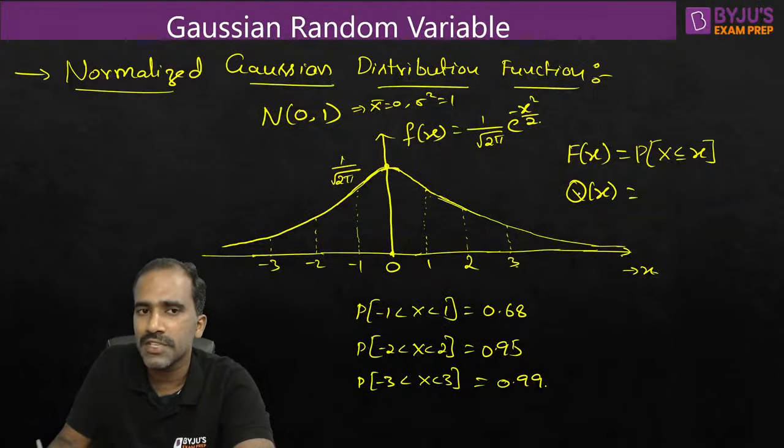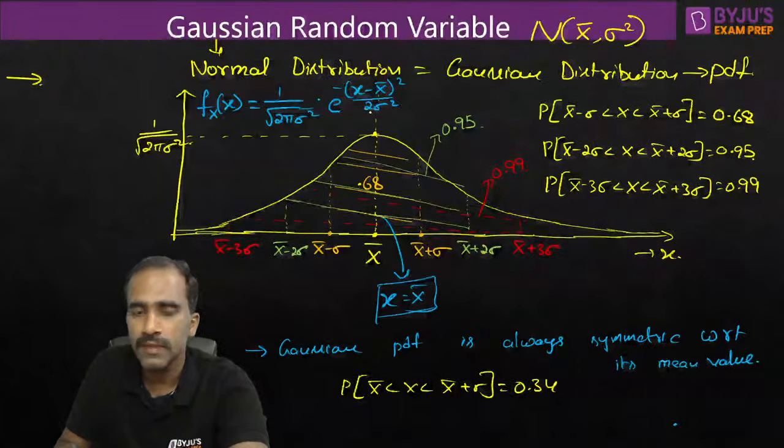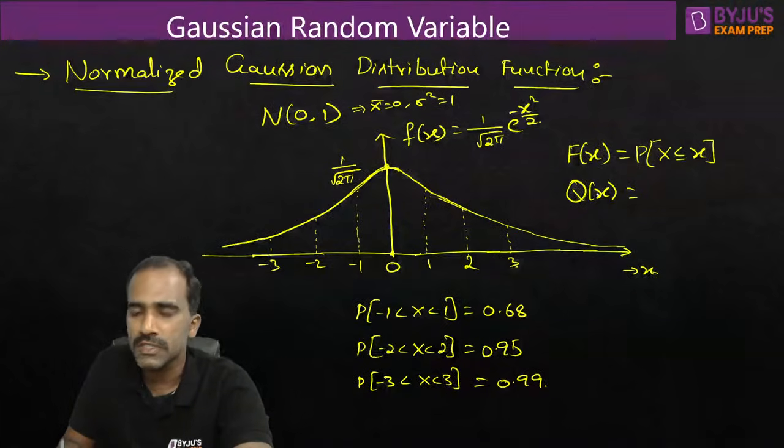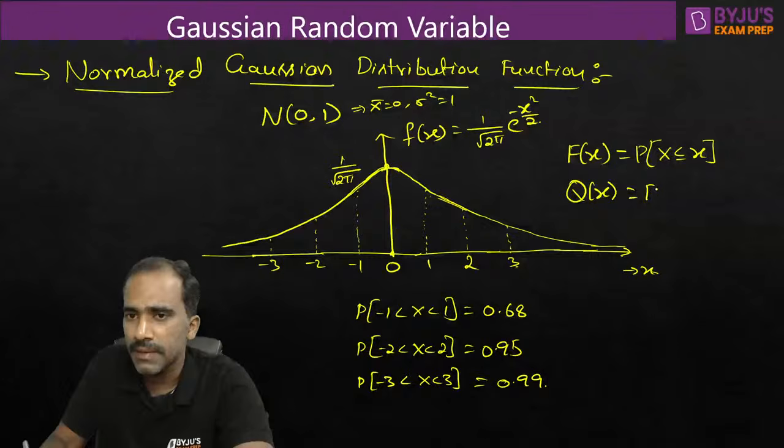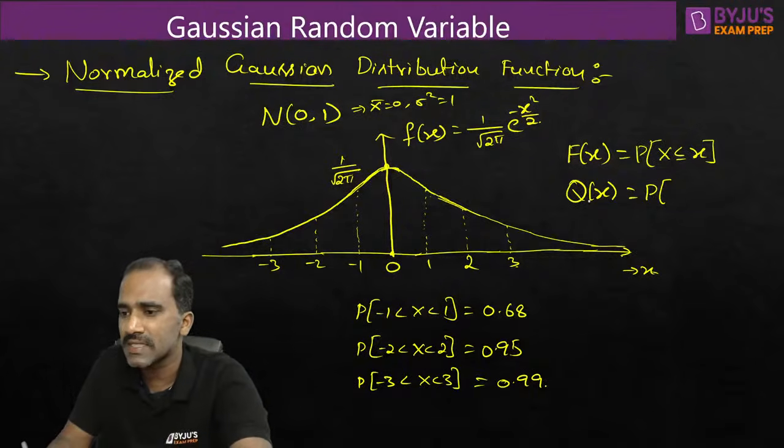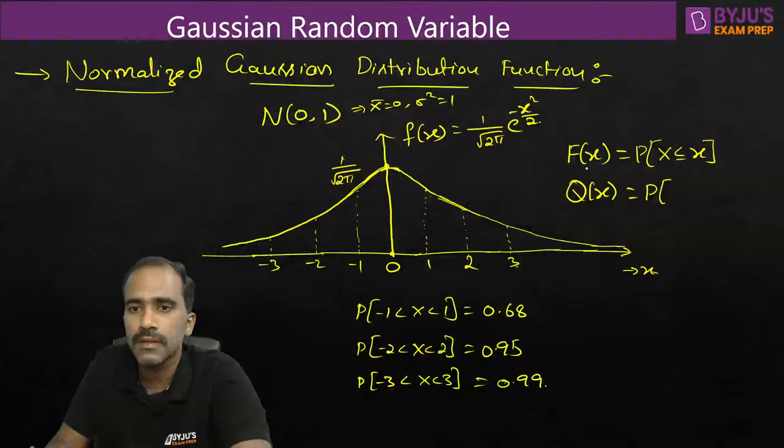Q function is always defined only on the normalized Gaussian distribution, not on the general Gaussian distribution. Whenever you are talking about the Q function, it is based on the Gaussian distribution function with mean 0 and variance 1 unit. So the Q function is just the opposite. The meaning of the Q function is exactly opposite of the CDF function.